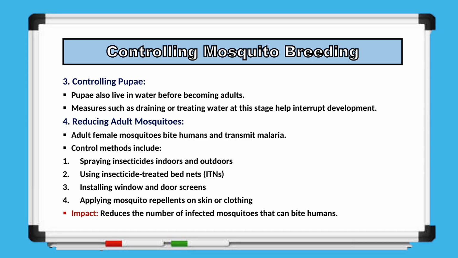Control methods include spraying insecticides indoors and outdoors, using insecticide-treated bed nets, installing window and door screens, and applying mosquito repellents on the skin or clothing. The impact of these measures is significant, as they reduce the number of infected mosquitoes that can bite humans, helping to lower the risk of malaria transmission.